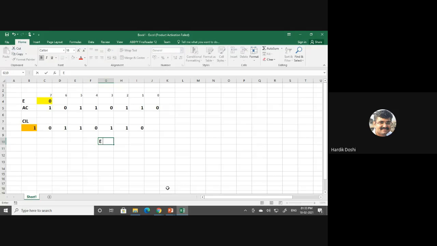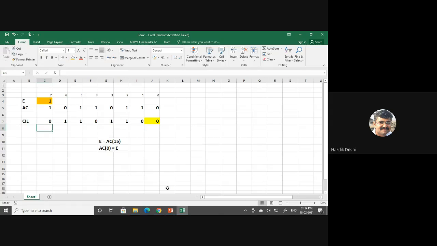E is equal to AC of 15 and AC of 0 is equal to E. So this one goes to E flip-flop, and the 0 which was here goes to AC's 0th bit, and this goes to E flip-flop. This is your CIL.